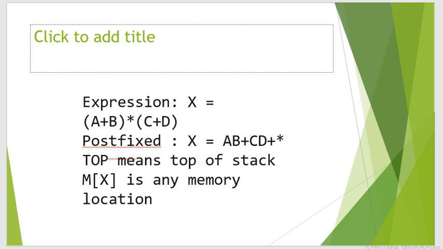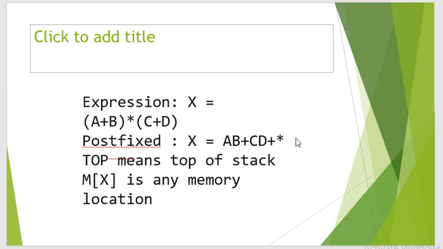Then the expression x is equal to a plus b star c plus d. The postfix form is x is equal to a b plus c d plus star. See this, all of you know this from data structures. In data structures we find the polish notation and reverse polish notation, or postfix notation. In our program, in our subroutine, we are going to use this kind of postfix notation only.